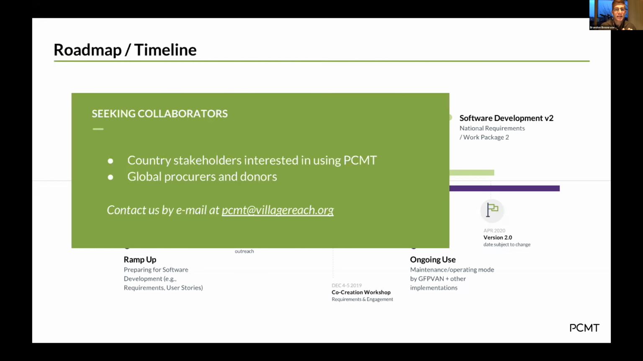It's an exciting time, and we are looking for collaborators, people who are country stakeholders interested in using PCMT or establishing a national product catalog or helping GS1 be used in your country supply chains, and also looking for global procurers and donors outside of family planning who may want to use the tool and get involved to basically say, hey, in this coming version of the tool, here are the other things it could do to support me and my needs. So please reach out to us by email at pcmt@villagereach.org if you might be interested in collaborating. And I'll put this address up again later.